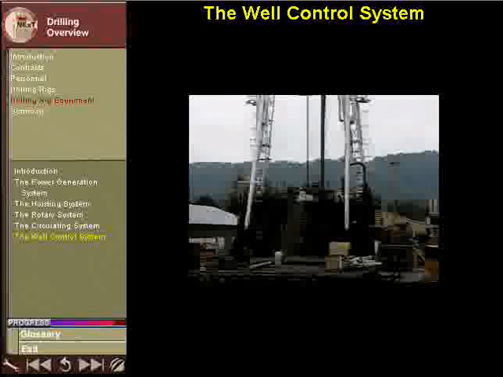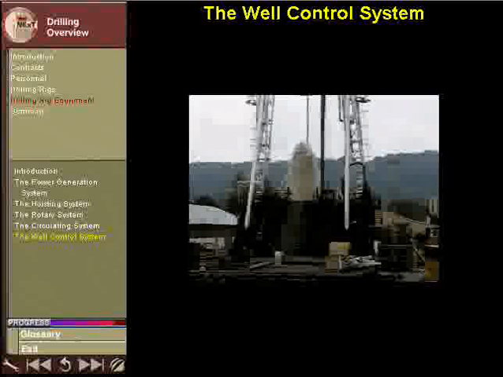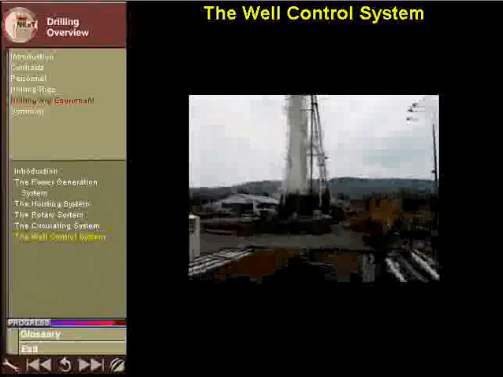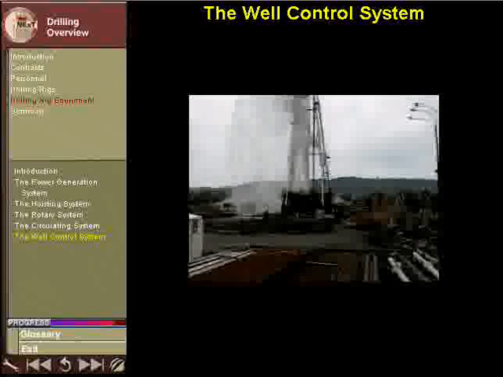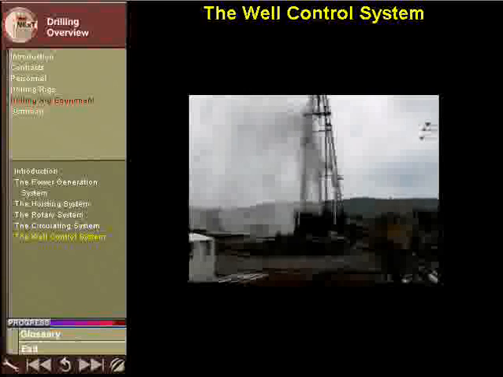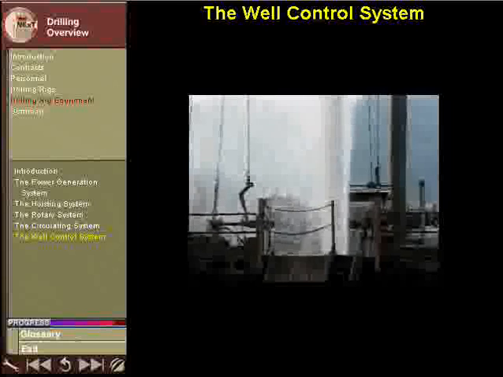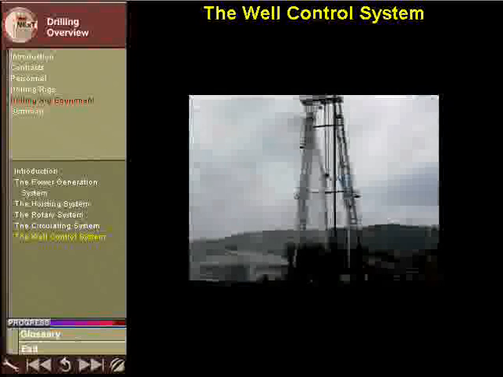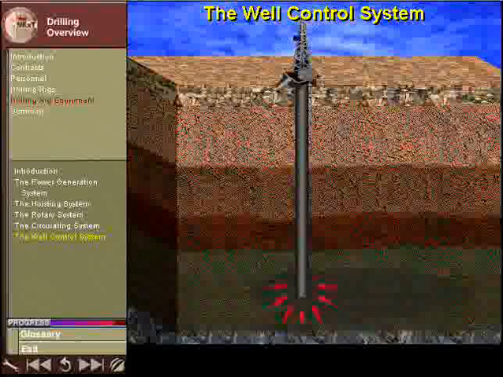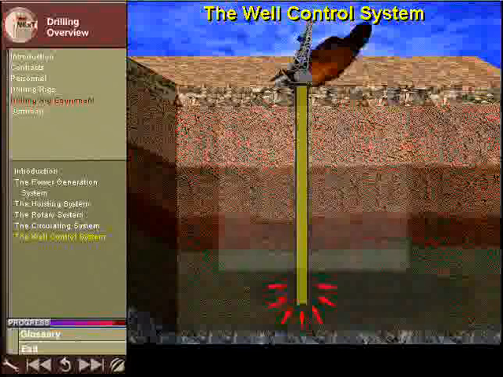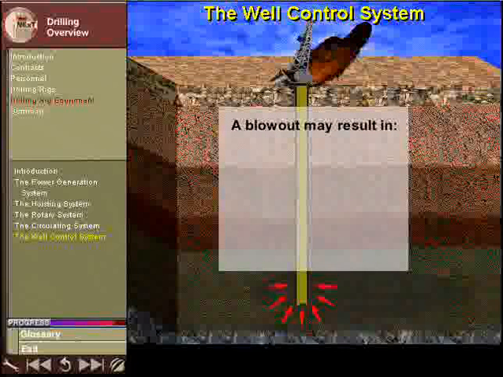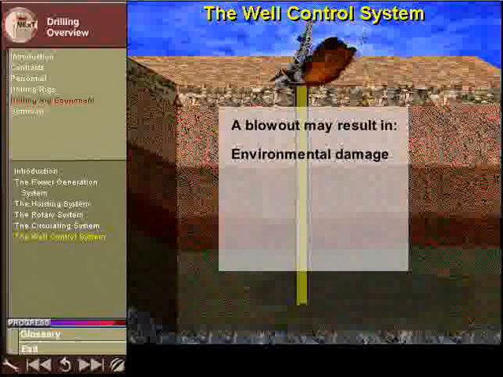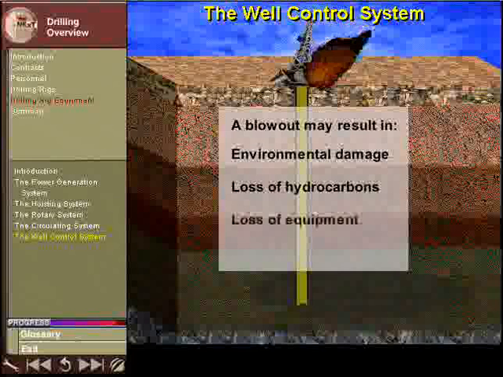The purpose of the well control system is to prevent a blowout. A blowout is the uncontrolled flow of formation fluids into the well bore. A blowout may cause environmental damage, loss of valuable oil and gas, loss of equipment, and, most seriously, loss of life.